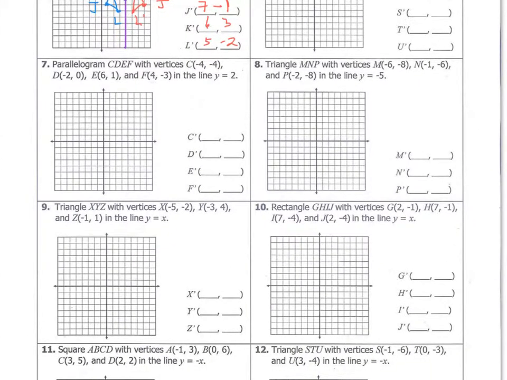Question 8, our line of reflection is y equals -5. Where are you going to plot a point? On what? So plot a point at -5 on the y-axis. How are you going to cut that y-axis into 2 pieces? Horizontal lines. So we're going to go this direction. So there's our line of reflection. Plot your preimage.